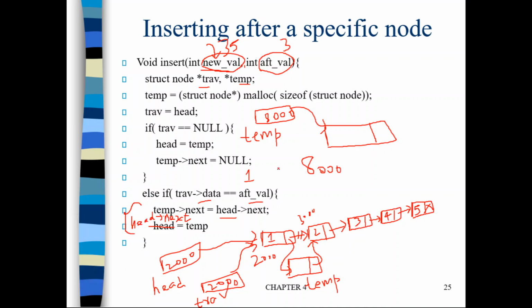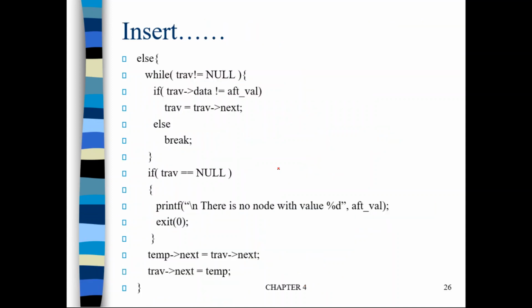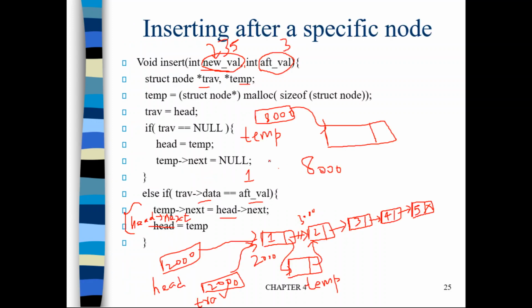Okay, the next case is if you want to insert anywhere else. Then what we do, else, this is the else part, while traverse not equal to null. Okay, assume currently we want to insert after node 3. So this is the new node which is being pointed to by the pointer temp. So temp is pointing to the new node.